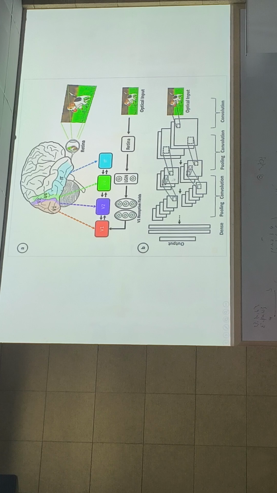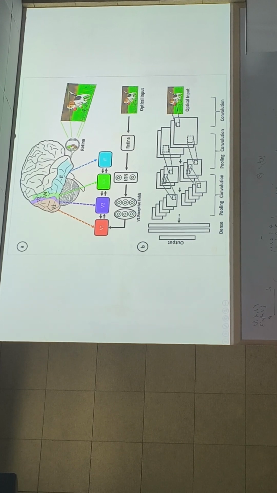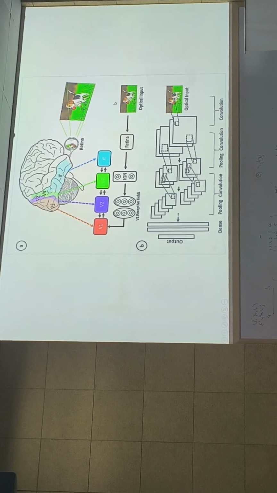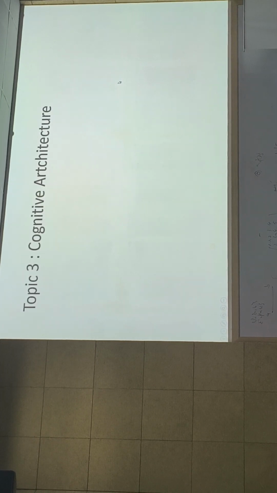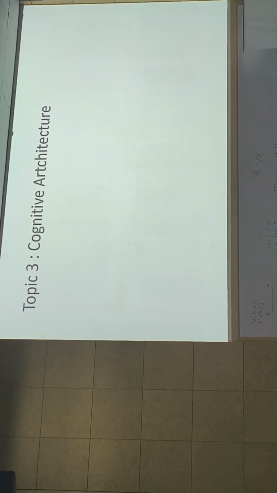So what we understand about CNN is very much a replication of how the human brain actually works. So go and try to see the association. Then we will move on to topic 3, which is on cognitive architecture.